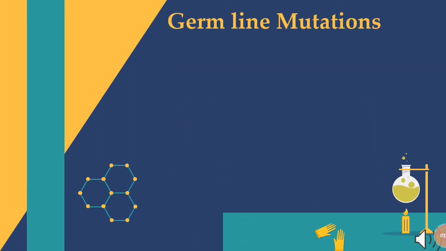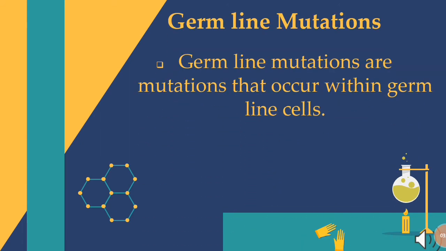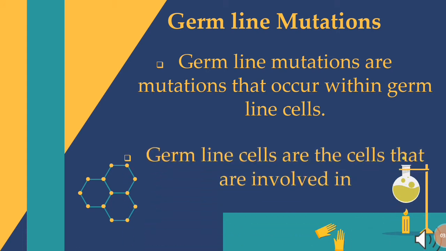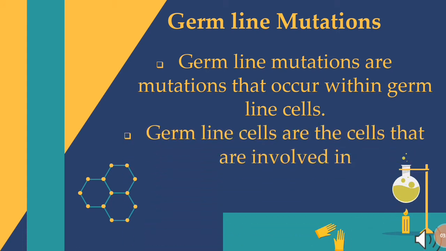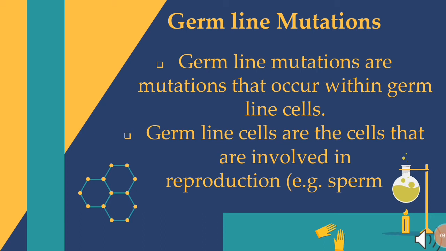Germline mutations, on the other hand, are mutations that occur within germline cells. Germline cells are the cells that are involved in reproduction, such as sperm and ovarian cells. If a mutated germline cell is passed on to an offspring, then it results in a constitutional mutation, which is a mutation occurring in the nuclei of every cell of the offspring. When a constitutional mutation causes a negative health condition, it is then referred to as a genetic disease.